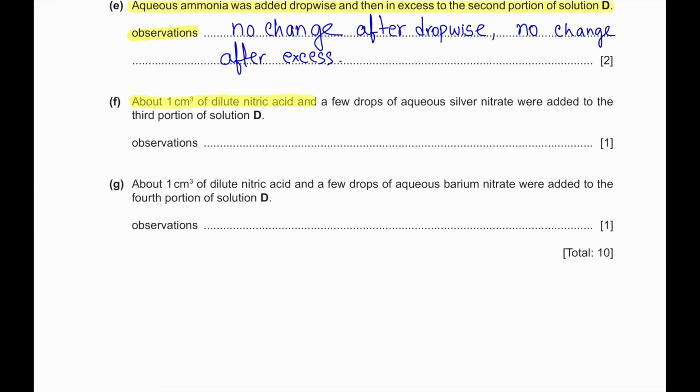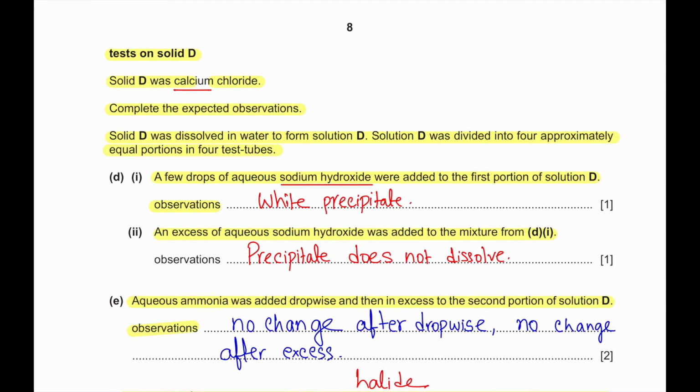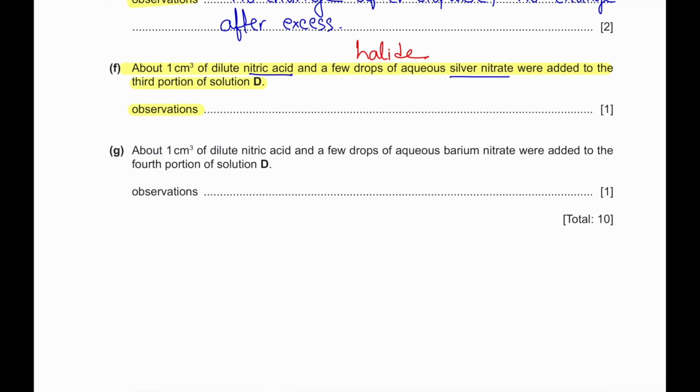About 1 cm cube of dilute nitric acid and a few drops of aqueous silver nitrate were added to the third portion of the solution. Dilute nitric acid followed by silver nitrate is a test for halide. So if there is a halide present, it should give a positive result. And we can see there is chloride present. So because of the presence of chloride, it's going to give a white precipitate.